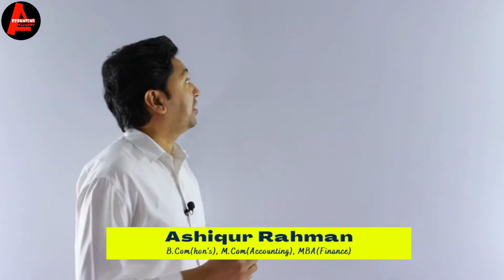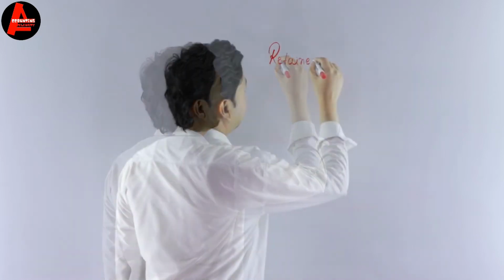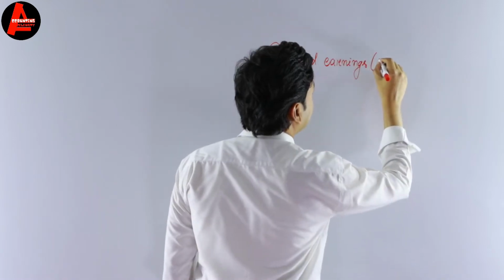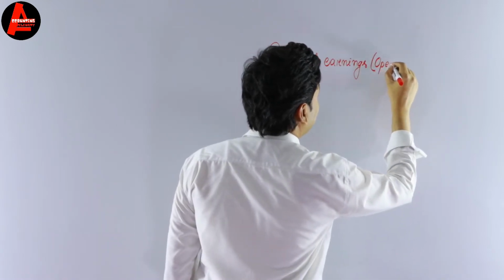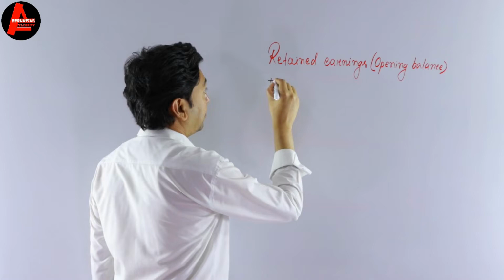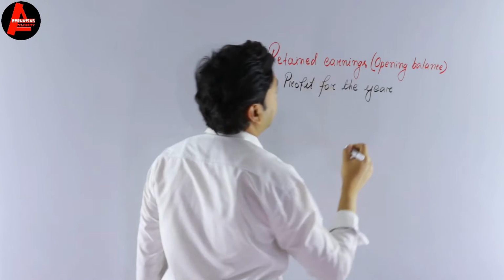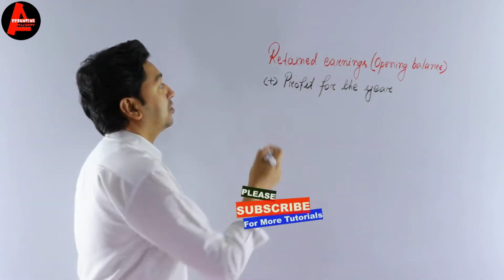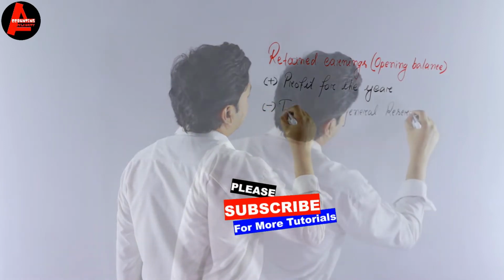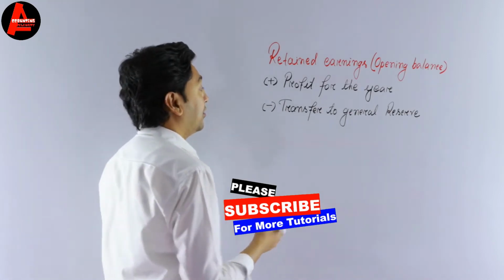Okay, so we know here retained earnings, it is opening balance. Okay. Plus profit for the year, minus transfer to general reserve, minus dividend paid.